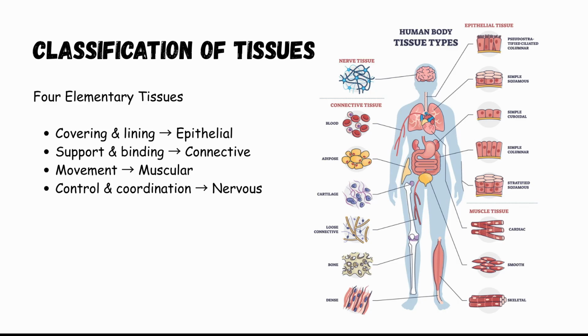Epithelial tissue covers body surfaces and lines cavities. Connective tissue supports and binds different structures. Muscular tissue produces movement. Nervous tissue controls and coordinates body activities. All organs are formed by a combination of these four tissues.